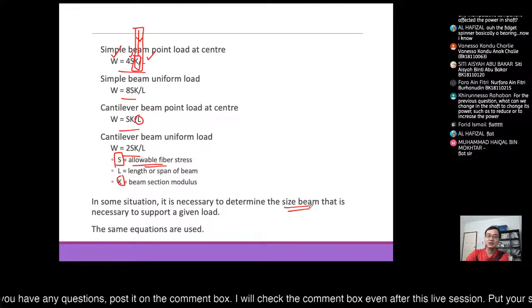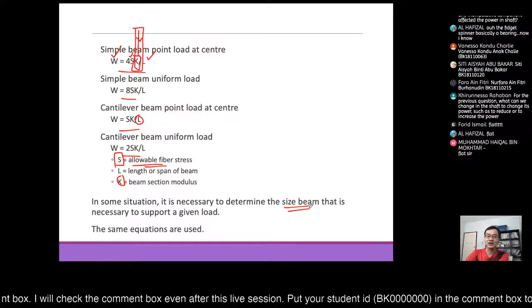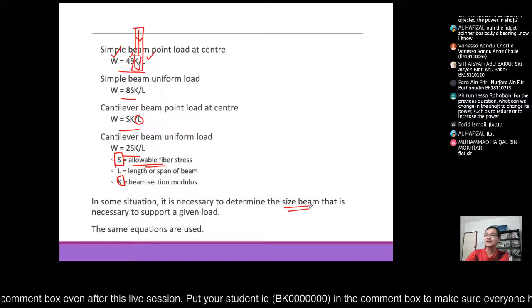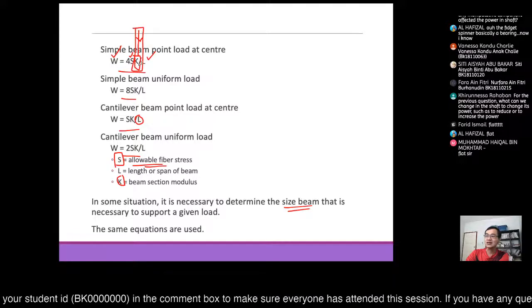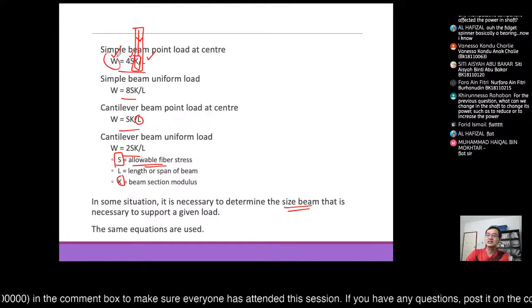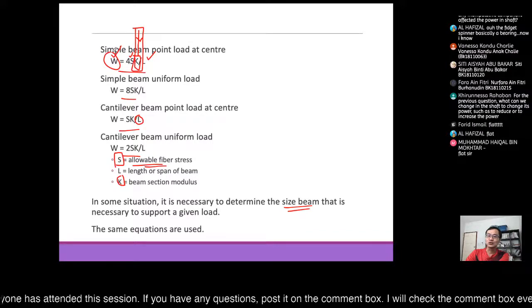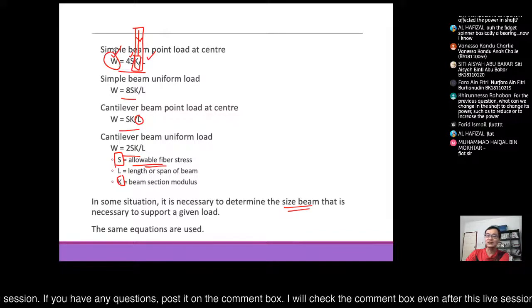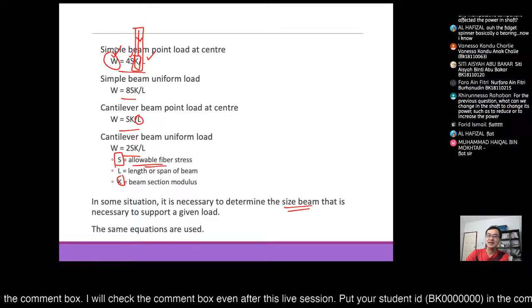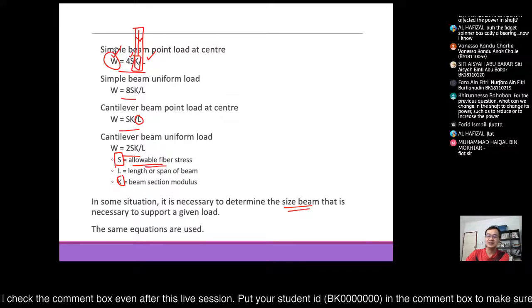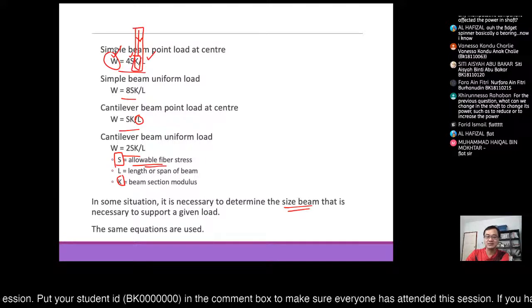See, in our calculations, we always work with a lot of assumptions, everything is perfect, right? So when we come up with this size of beam, it will be able to carry this load, right? So in order to compensate for any kind of errors and other things, we may want to have slightly bigger than that. So this is how we can design and compensate for it.